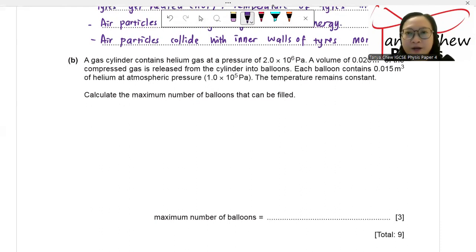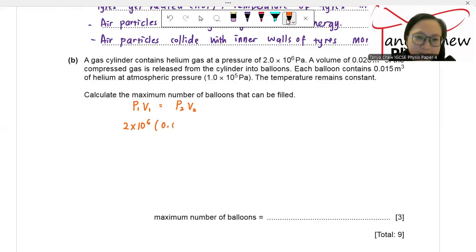Another tip here: when you see there are two pressures and two volumes, always use this equation, P1 V1 is equal to P2 V2. This is called Boyle's law. So 2 times 10 to the power 6, times the volume, 0.026, is equal to the second pressure.